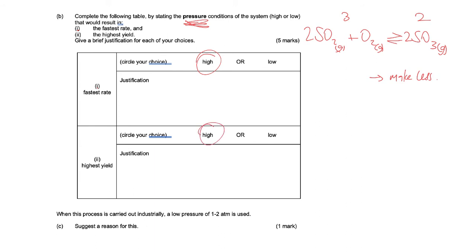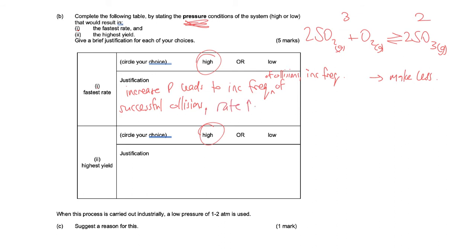Okay, so fastest rate, justification: this would be the rate of successful collisions. So increased pressure leads to increased frequency of collisions, which leads to increased frequency of successful collisions, which means that the rate increases.